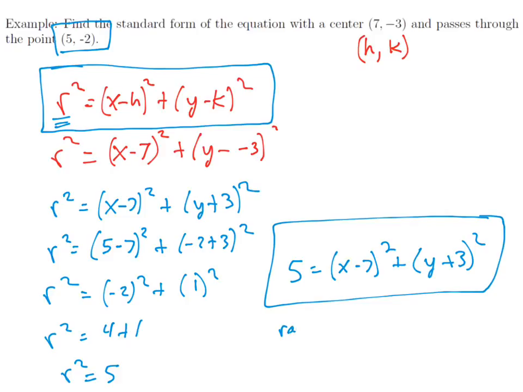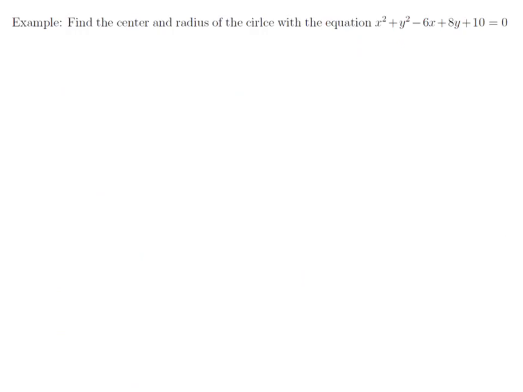If the question asked what the radius is, well, down here we have the radius squared is equal to 5. So the radius is the square root of 5. The last example says, find the center and radius of the circle with the equation x squared plus y squared minus 6x plus 8y plus 10 equals 0.